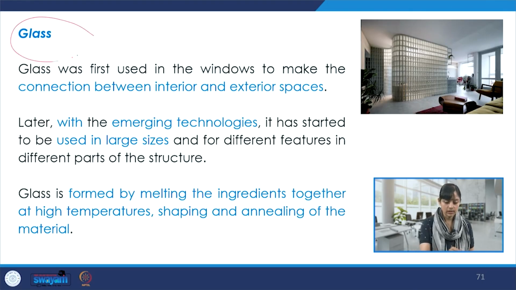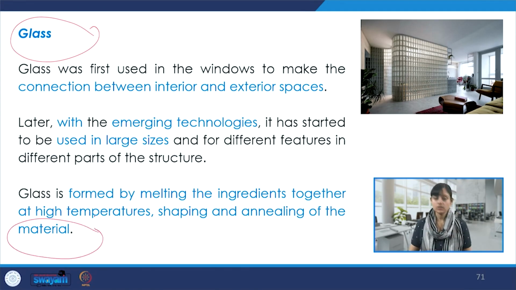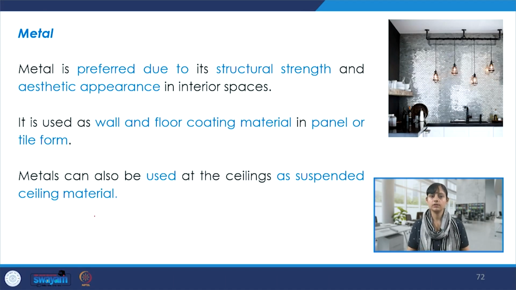There is also glass, and it's not just used for a visual connection like it was used very popularly in earlier days, but with the emerging technologies, it has started to be used in larger sizes, and it is formed by melting the ingredients together at high temperatures, shaping and annealing of the materials. So glass is again used quite popularly.